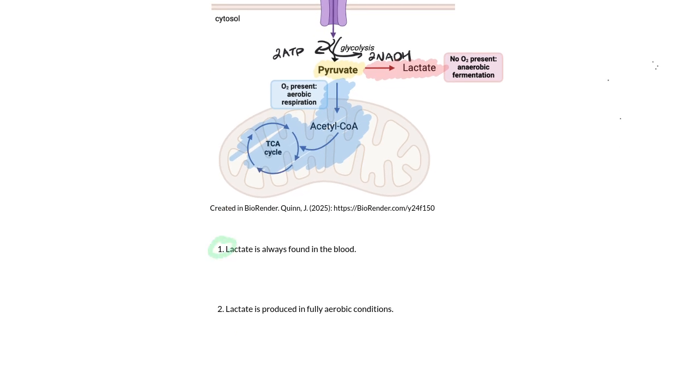The first is that lactate is always found in our blood. In a healthy resting human, we would measure 1 millimole of lactate per liter in our blood, in our muscles, and our arterial blood. This is 10 times more than the levels of pyruvate that we find in our resting levels. If lactate is only produced in anaerobic conditions, then why is it found in our blood all the time in levels higher than pyruvate, which is supposed to be the main product of glycolysis? This tells us that lactate is produced in fully aerobic conditions, and we have the evidence to back that up.